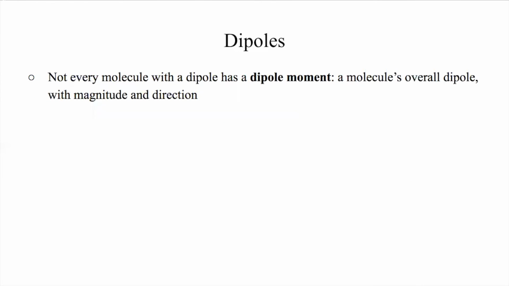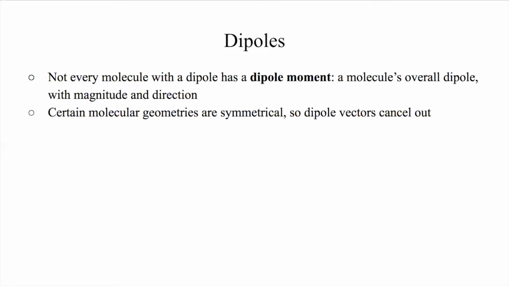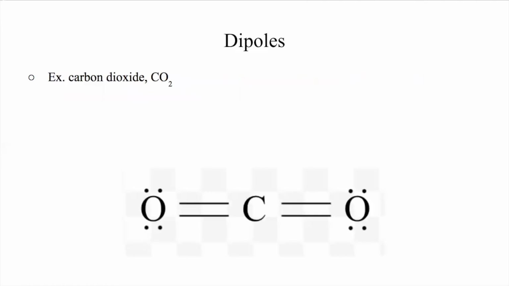Every molecule with dipole bonds doesn't necessarily have a dipole moment, which is basically the molecule's overall dipole, with magnitude and direction. This is because certain molecular geometries are symmetrical, so the vectors cancel out. Here is a list of symmetrical molecular geometries in organic chemistry. If a molecule has one of these geometries, and its dipoles all have the same magnitude, meaning the bonds involved all have equal ΔENs, then there will be no dipole moment.